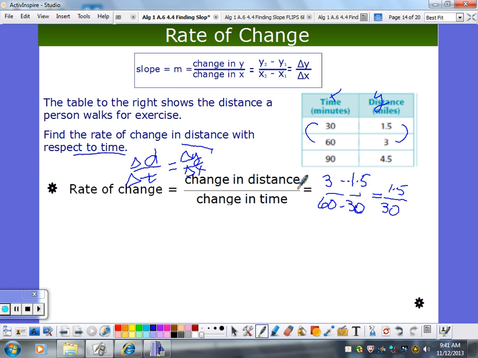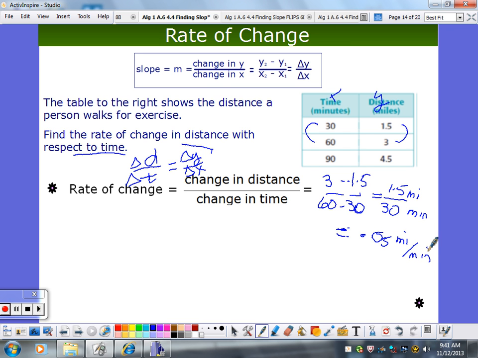Somebody can get your calculator. What is 1.5 divided by 30? 0.05. Now, units should really go up here. What is my distance here? It's miles. And what are my minutes? So he goes 0.05 miles per minute.